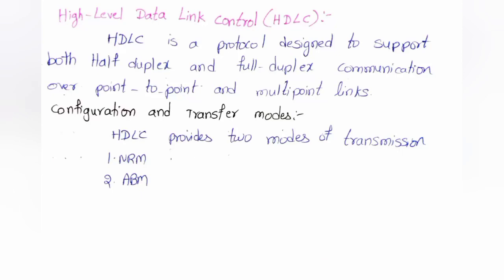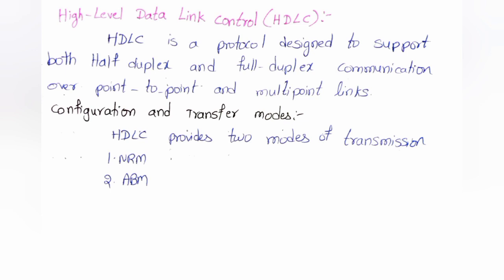In this video, we will learn about the high-level data link control protocol. High-level data link control is a protocol designed to support both half-duplex and full-duplex communication over point-to-point and multi-point links. So this protocol will be used in the data link layer, and it supports two types of communication, that is half-duplex and full-duplex communication over the point-to-point and multi-point networks.